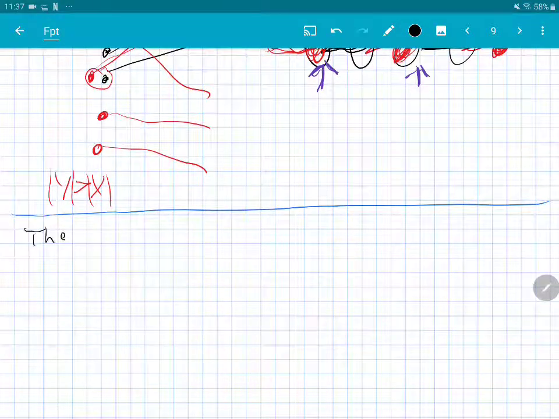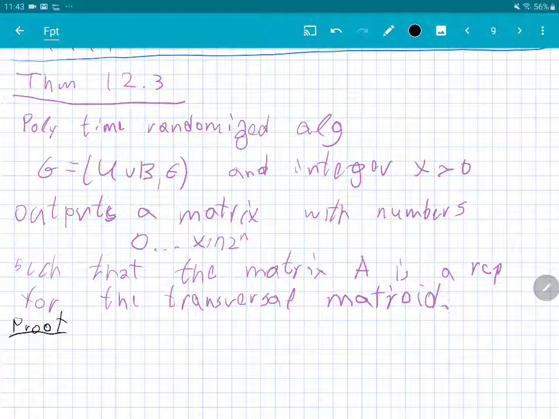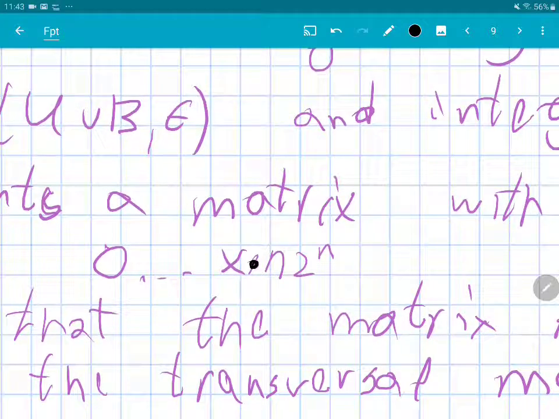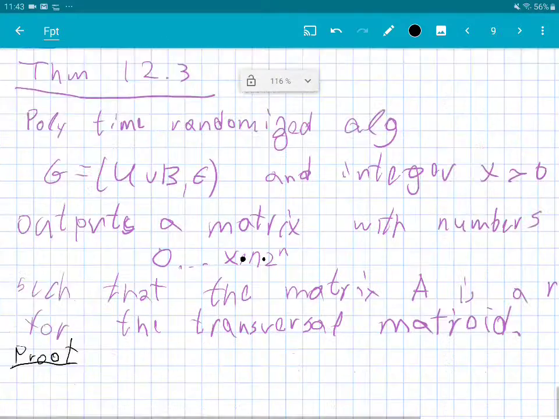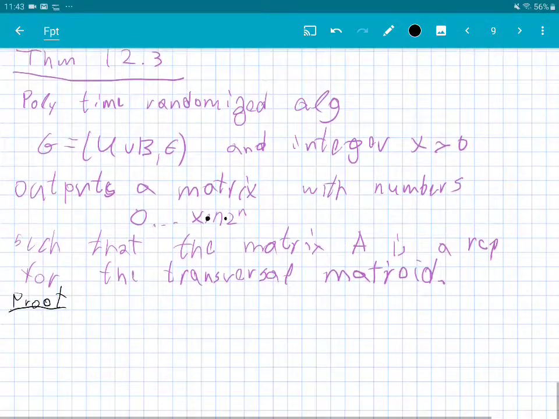An interesting property is that those matroids can have a linear representation. So let me state the theorem. The theorem states that you give me a transversal matroid, this bipartite graph and so on, and matching and so on. Then I can represent it as a linear matroid in a matrix where the numbers are not too large. The numbers are going to be between 0 and x times n times 2 to the n, where x is just an arbitrary integer parameter. So the numbers are exponentially large, but the number of bits they use is small, so it's still going to be polynomial.